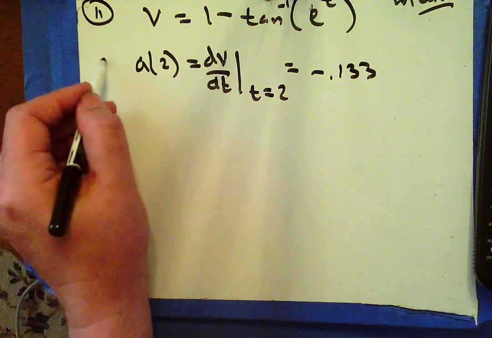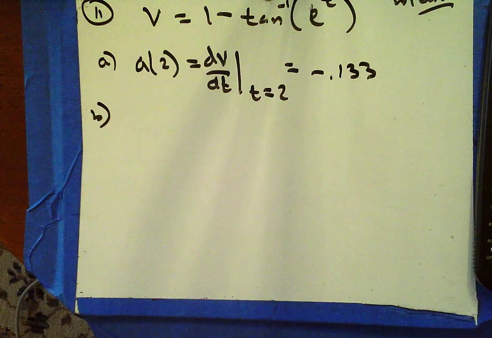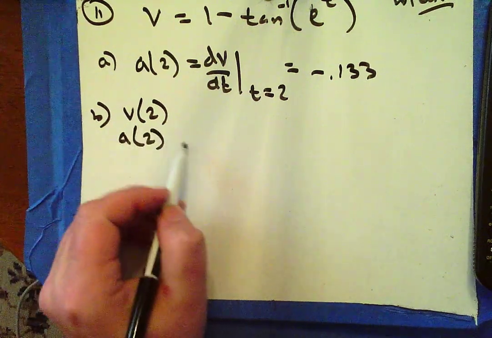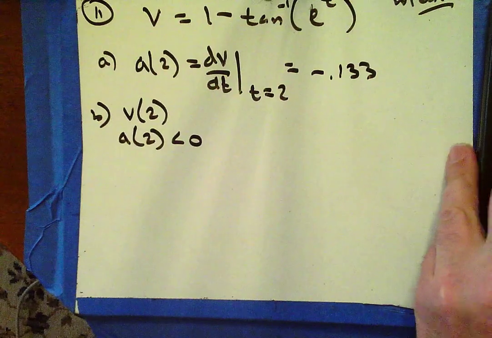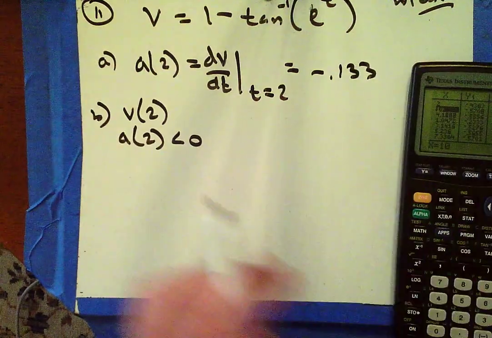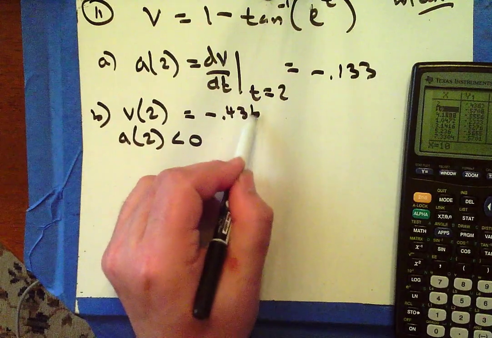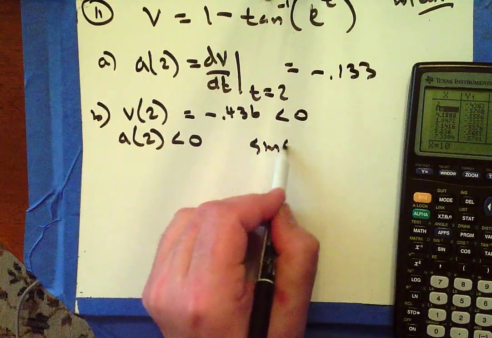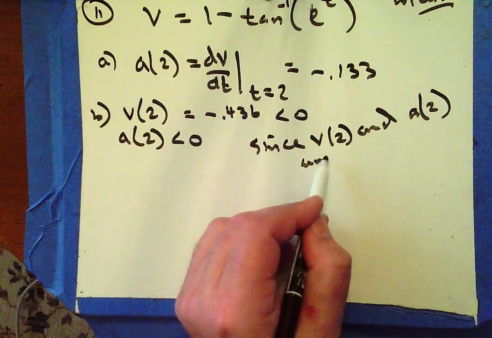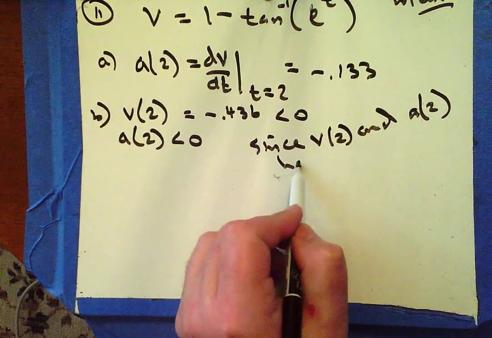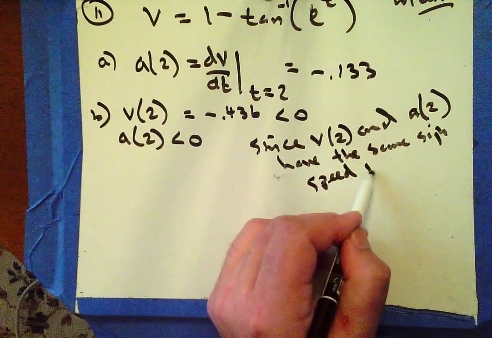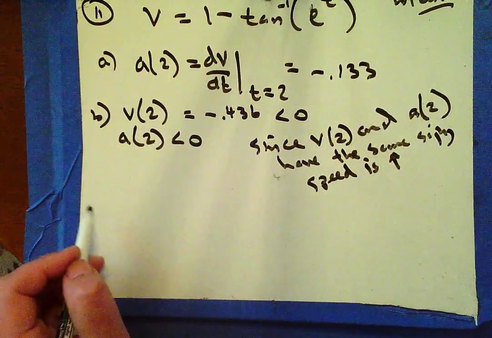Okay, part B. B says, is speed increasing or decreasing at time equal to 2? So I need v of 2 and a of 2. Well, I already know that a of 2 is less than 0. Let's find v of 2 by using our table. And I plug in a 2, and I get v of 2 is negative 0.436. That's less than 0. Since v of 2 and a of 2 have the same sign, speed is increasing.